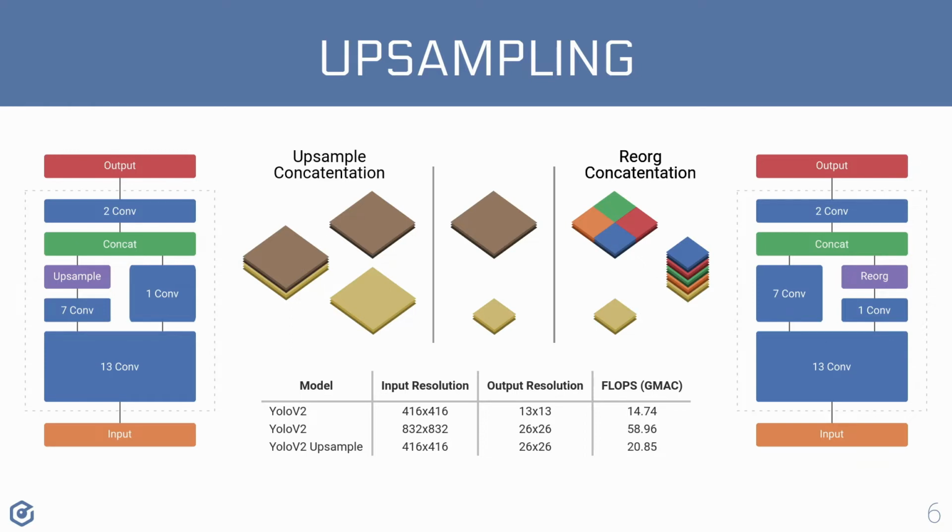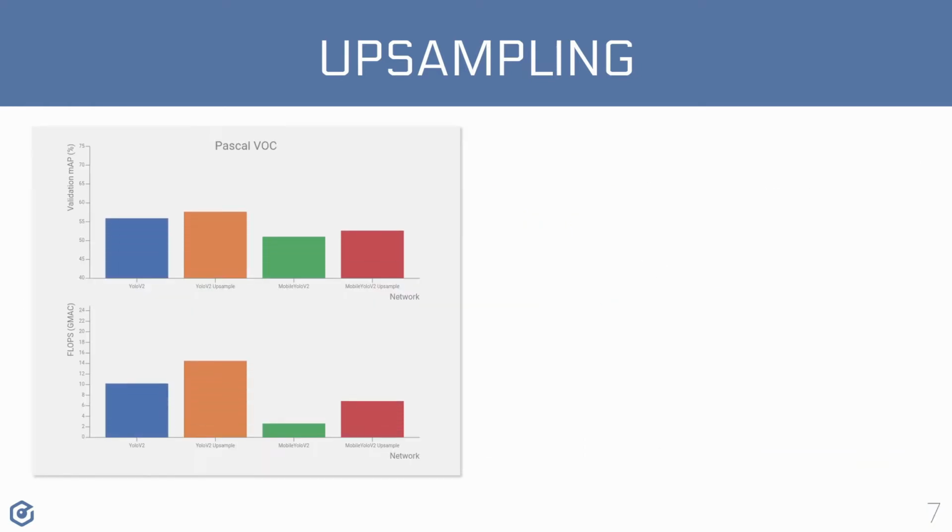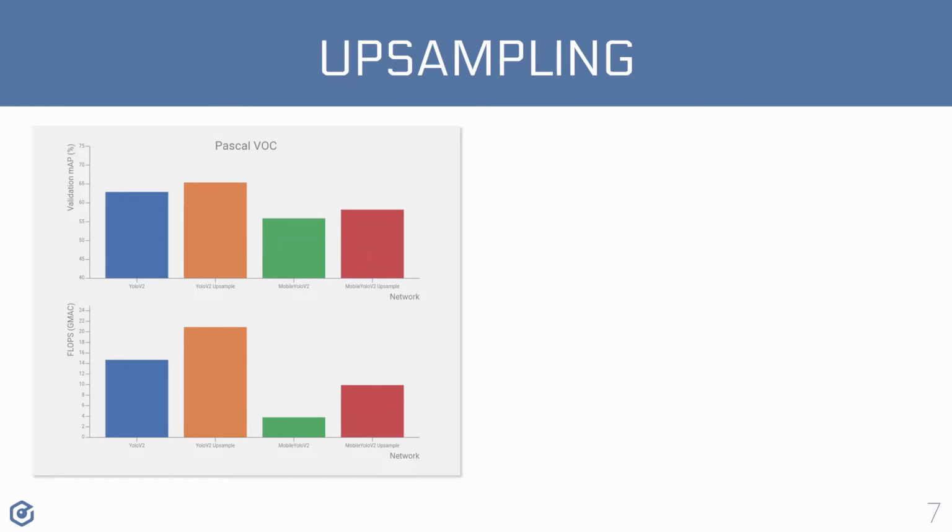Does this yield better results? Well, we just tried it. And if you look at the results here, we can see that it indeed helps. Both YOLO V2 upsample and mobile YOLO V2 upsample got better results than their non-upsample counterparts. And so if we compare our last model, mobile YOLO V2 upsample, with the original YOLO model, we can see that we still require around 1.5 times fewer computations, and we reduce the gap in accuracy, and it's only 5% lower.